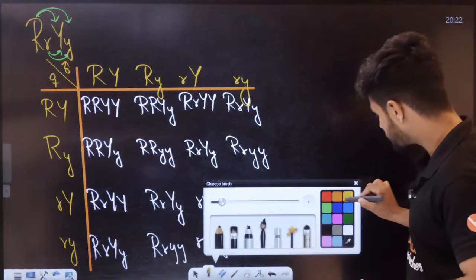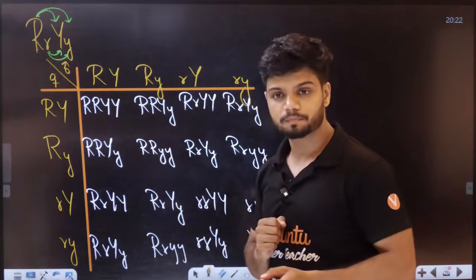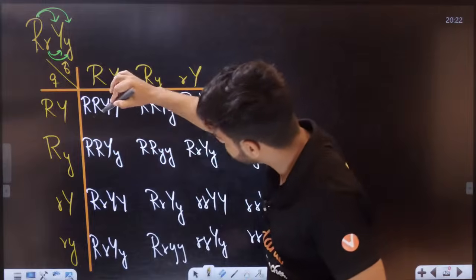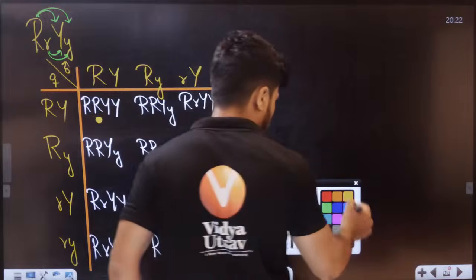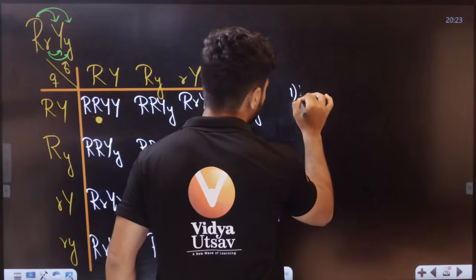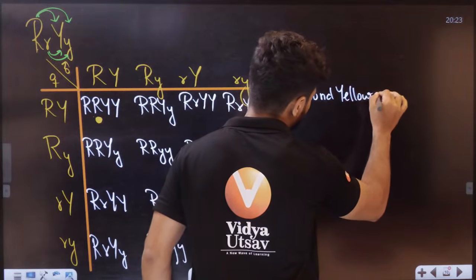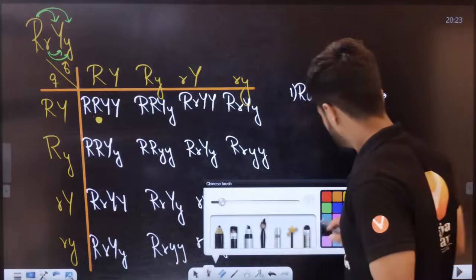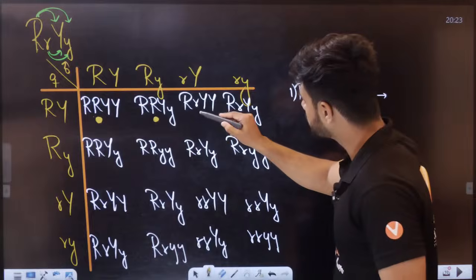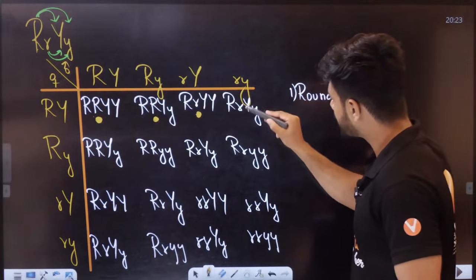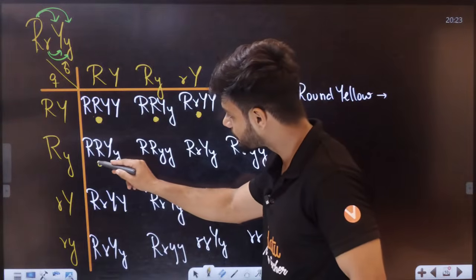What is the phenotype of this one? Anyone? It is round yellow. Let's make a round yellow here. The first phenotype which I have here is round yellow. All of you, this one, round yellow. This one, capital R, capital Y, round yellow here.